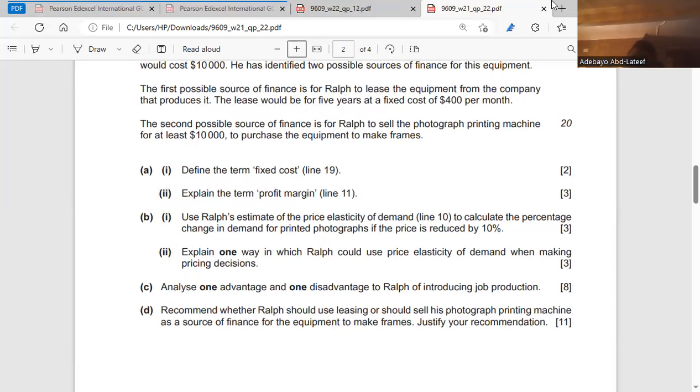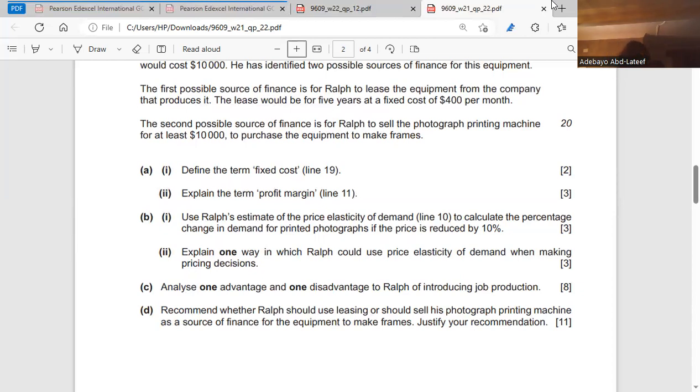Your percentage change in price is P2 minus P1 over P1. P2, which is 90, minus P1, which is 100, divided by P1, which is 100. So that is 10 over 100, which is the same as 0.1. So we have -4 equals percentage change in quantity demanded over -0.1. You cross multiply to get the change in quantity demanded. -0.1 multiplied by -4 gives us 0.4. So 0.4 equals the percentage change in quantity demanded.